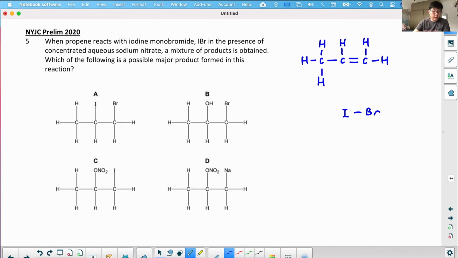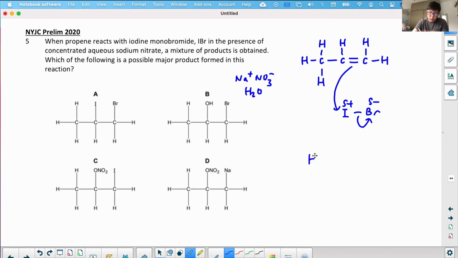Okay, let's look at question number 5. When propene reacts with iodine monobromide in the presence of concentrated sodium nitrate, a mixture of products is obtained. So of course, I know there's actually sodium nitrate and also there's water, similar to that question just now. Okay, so again, Br is more electronegative than iodine, so delta minus, delta plus. So the electrons here will go to the I first and then go to the Br.